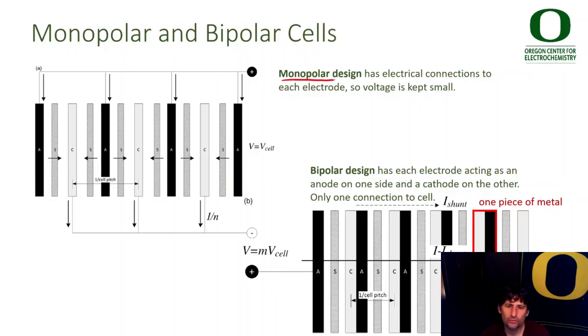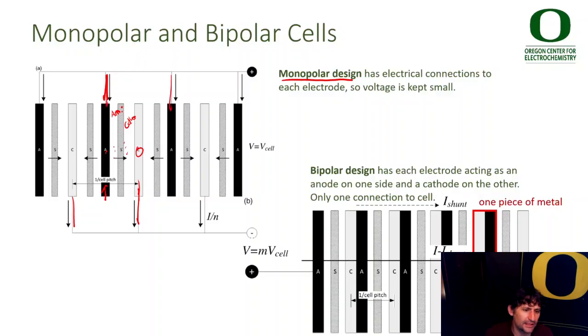One is called a monopolar design. In this design, you have an anode and a cathode. You have a separator. You have your anolyte here, and you have your catholyte here. And you can flow species through those anolyte and catholyte. So you have one anode here that is feeding two cathodes. And this cathode is simultaneously feeding two anodes.